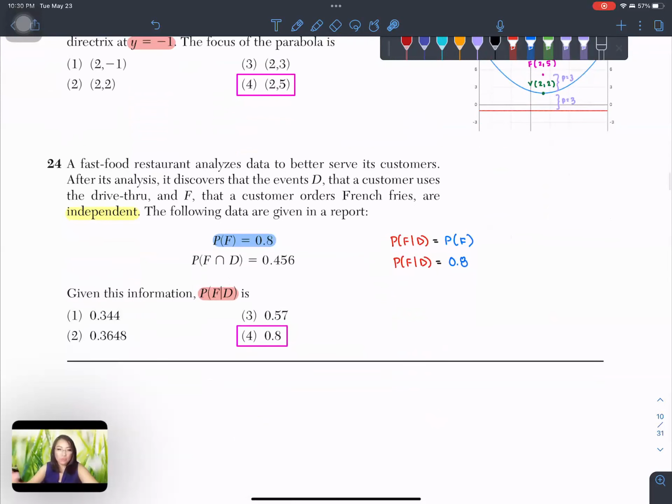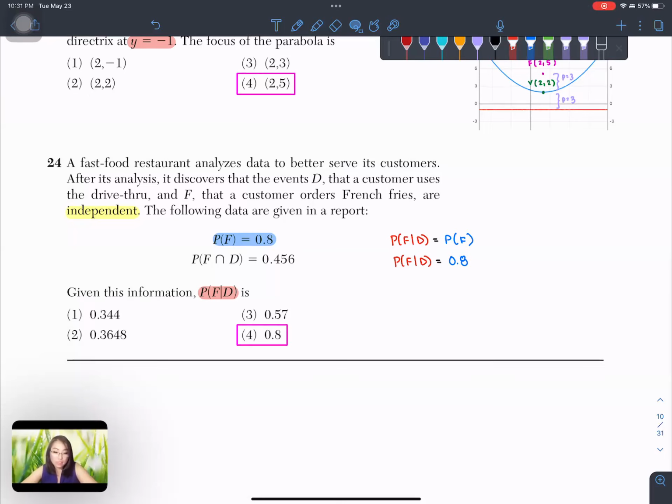Question 24 is an easy question. If it's independent, we know that P of F given D is equal to P of F. Remember, like I said, if they're independent, it doesn't matter what your condition is, the outcome will always equal the same thing. So it should be 0.8. There's no real calculation here. You just have to know the statements.